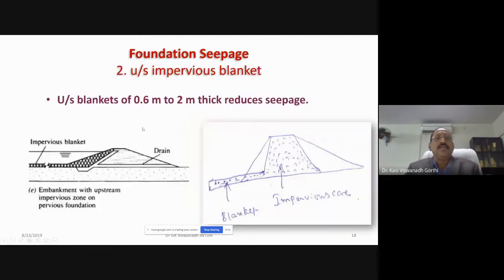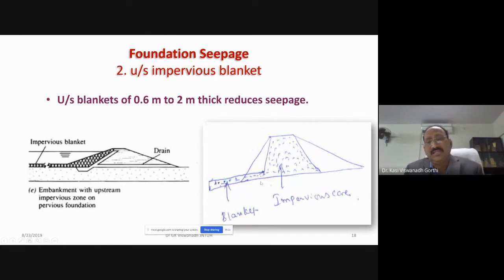Here, upstream impervious blanket. This is the impervious material which is used on the upstream side. The dark shaded portion is the impervious blanket. This impervious blanket extends all through the upstream slope of the earthen embankment, and extends further towards the upstream portion also. This is the embankment, the upstream impervious zone and a pervious foundation.